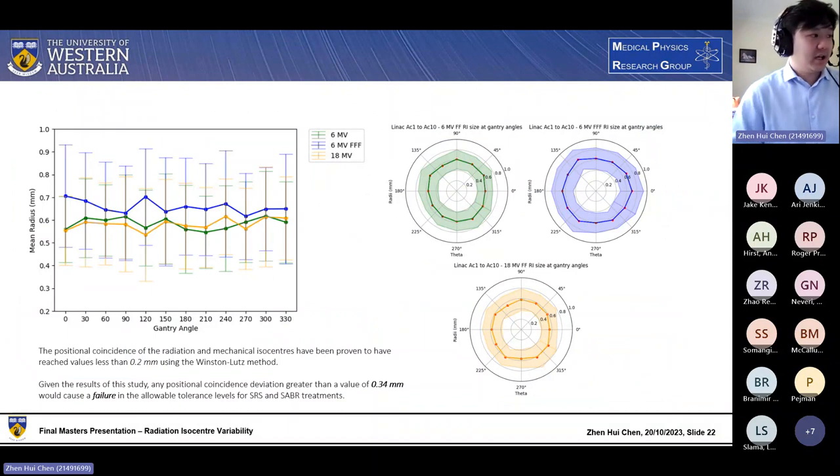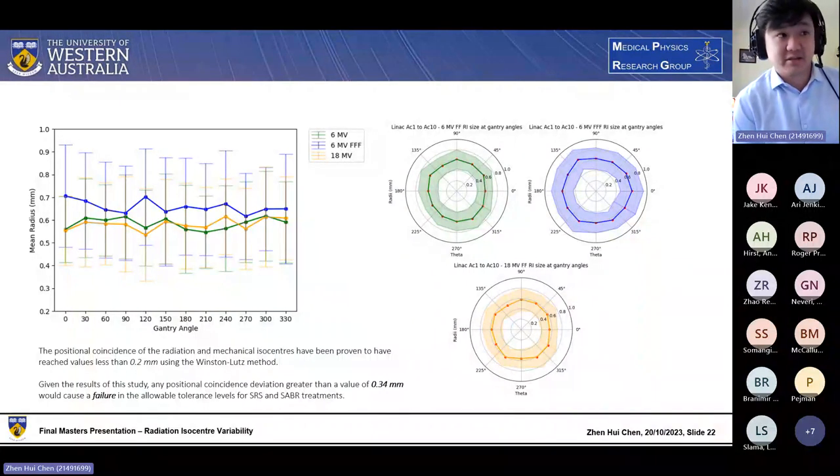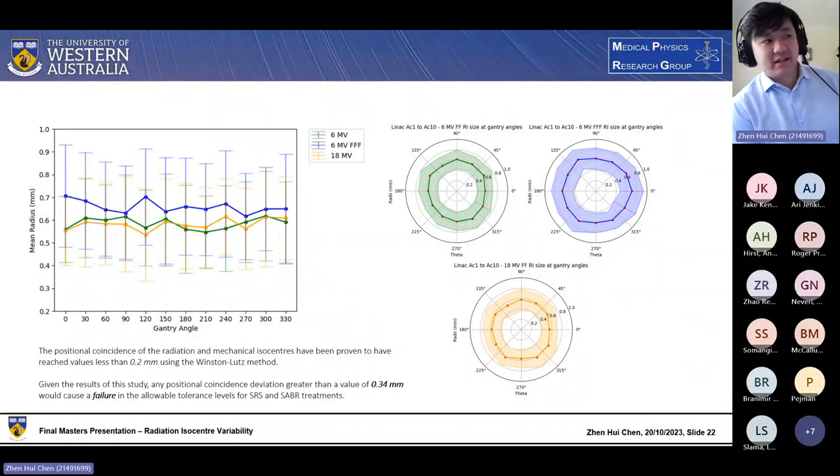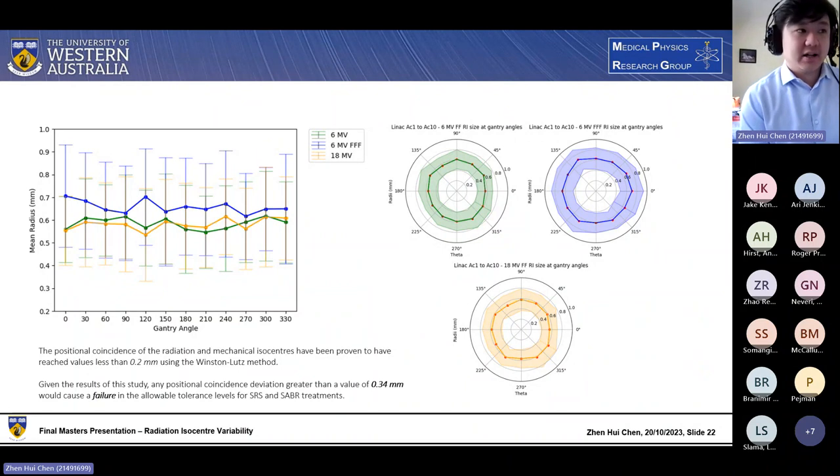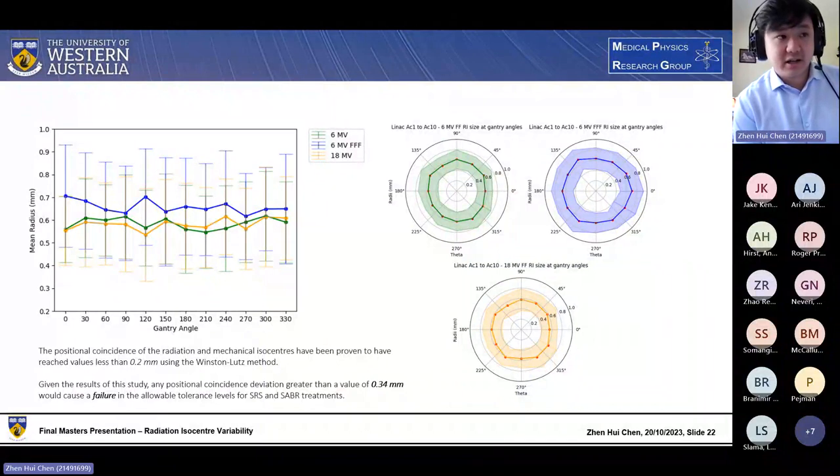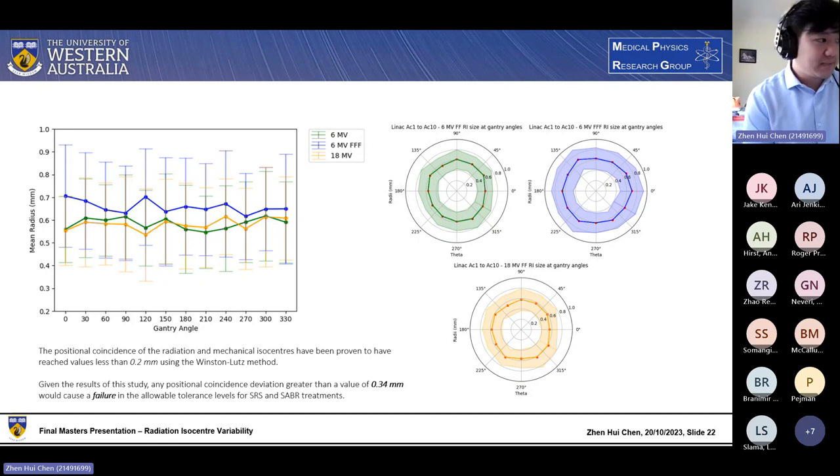And then for this, we can see that the gantry angle and the mean radius are plotted against each other, and the polar plots on the right are basically the same plot that you can see on the left, but just in a polar plot. And we can see that across all the different gantry angles, the radiation isocenter sizes are quite constant, and they're all within 1 millimeter. However, please note that these values are the radiation isocenter variability, not the positional coincidence.